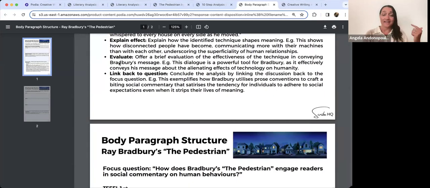In your mind, think, have I linked this back to the question implicitly or explicitly, briefly or in detail? And if you haven't, then just think, how can I connect this TEAL back to the question? This does not have to be a whole other sentence by any means. It can just be, you know, link it back to the question in a couple of words even.